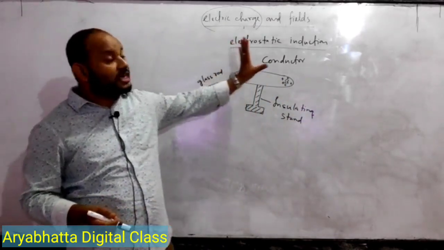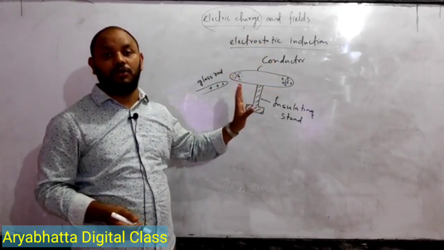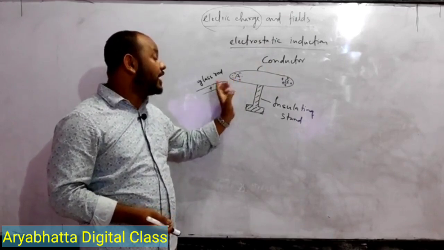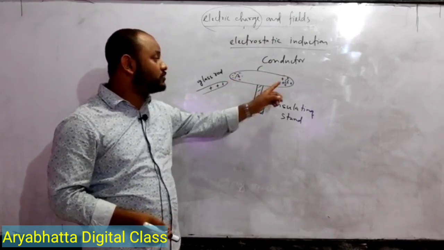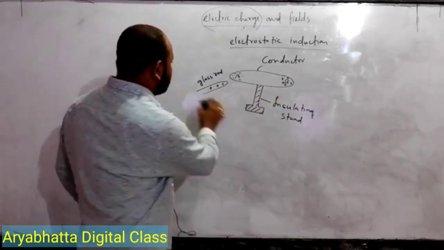So electrostatic induction is a temporary electrification of a conductor in which opposite charges develop at its closer end and similar charges develop at its further end. Let me explain another example.